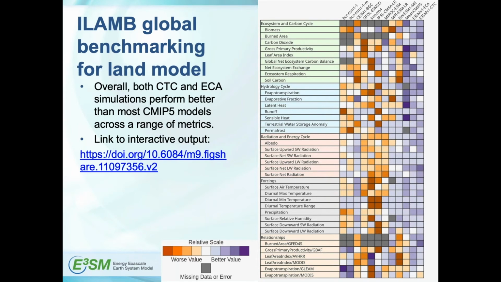And the way to read this chart is that on a relative scale, the more orange the color is, the worse that model is performing on that particular observational comparison, and the more blue the square is, the better it's performing. And so the overall impression I want you to come away with is that the E3SM in both of these land model configurations is performing better on these benchmarks than most of the CMIP5 models did, and similarly to the mean of the CMIP5 models.